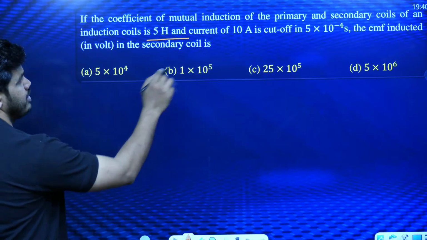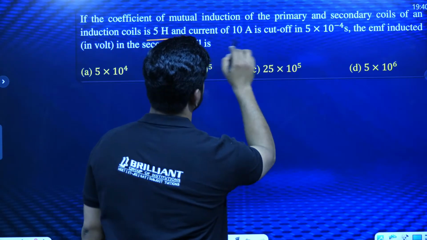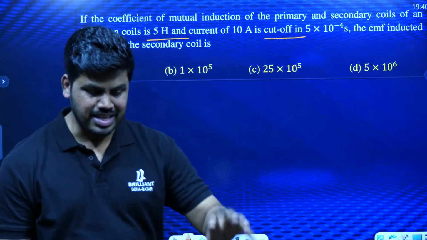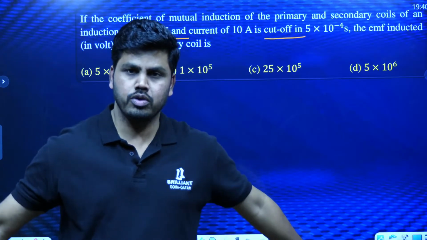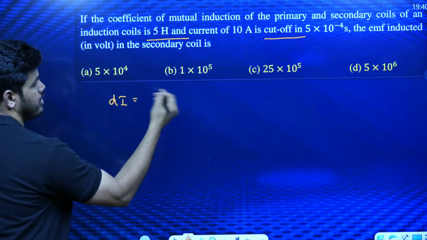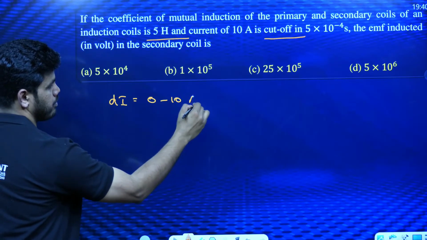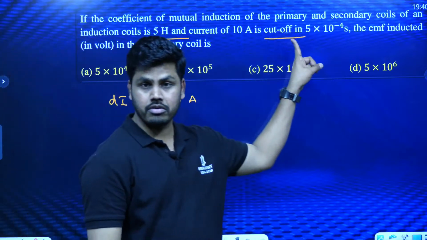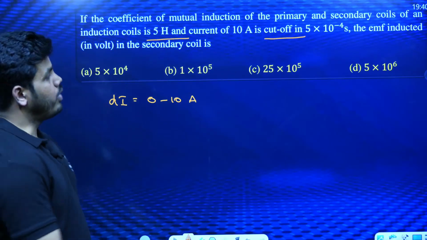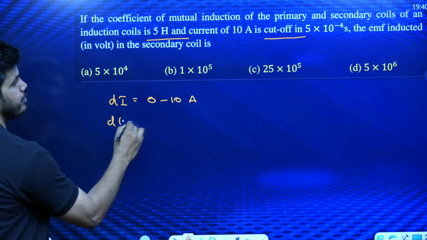What do you mean by that current is cut off? There is a change in current. Current is cut off means when the current is cut off in the circuit, no current flows through it. So there is a change in current produced, dI is 0 minus 10 ampere, right? Final current is 0 because it is cut off, and initial current was 10 ampere, so 0 minus 10. What is time taken for that? dt is given.